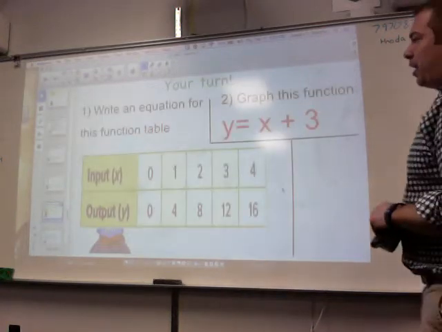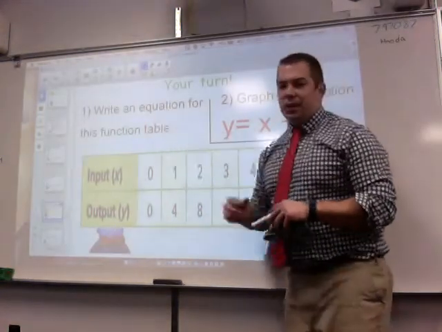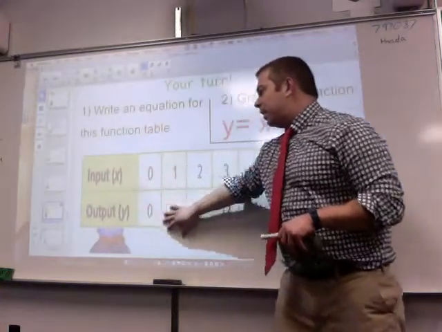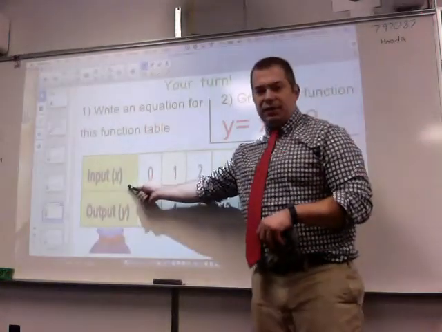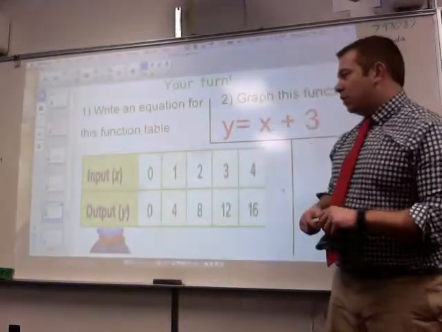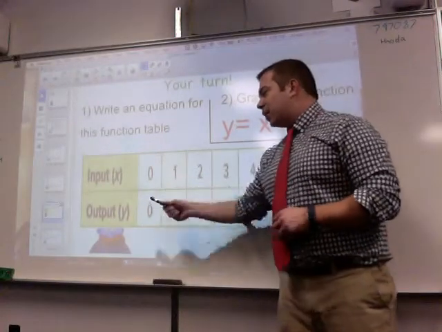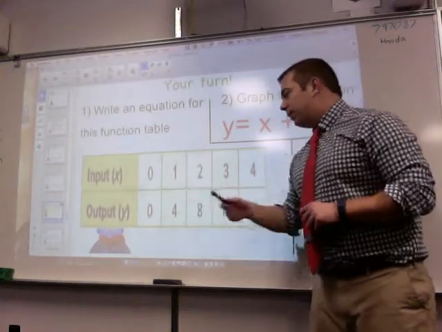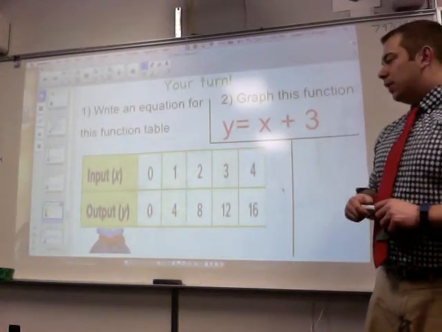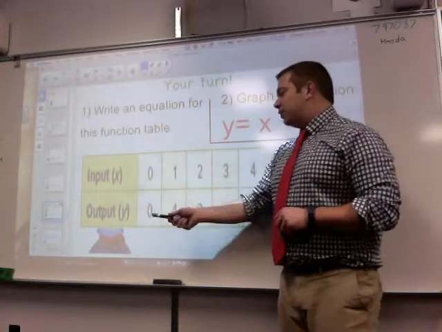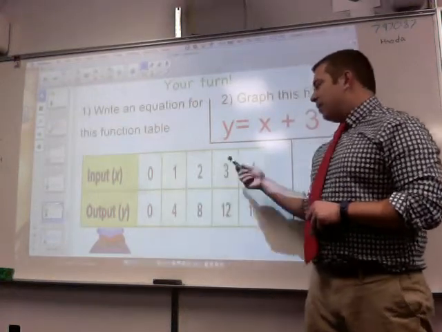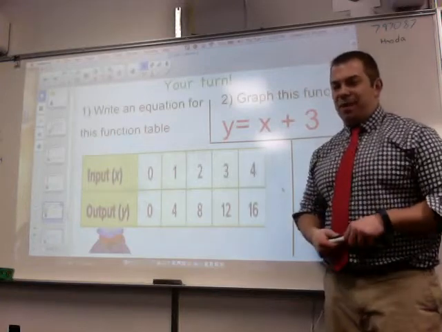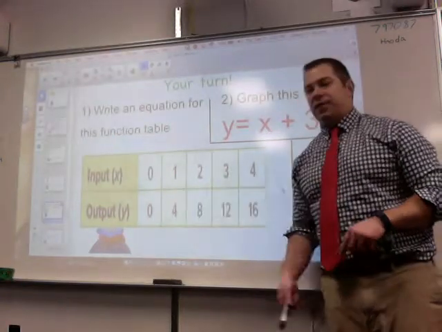All right, you have 2 things. Write an equation for this function table. So here's your input-outputs, your x's and your y's. When you plug in your x, you get 0 for your y. When you plug in your x, 1, you'll get 4. So how do you go from 0 to 0, 1 to 4, 2 to 8, 3 to 12, 4 to 16? It looks like you're multiplying by the same number. Hopefully that 0 doesn't confuse you.